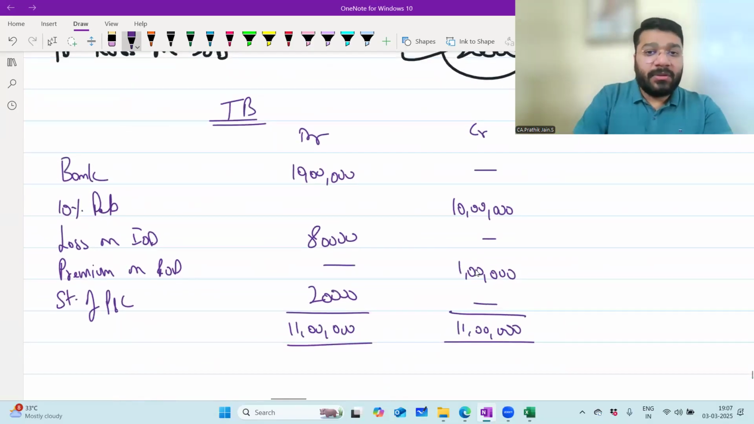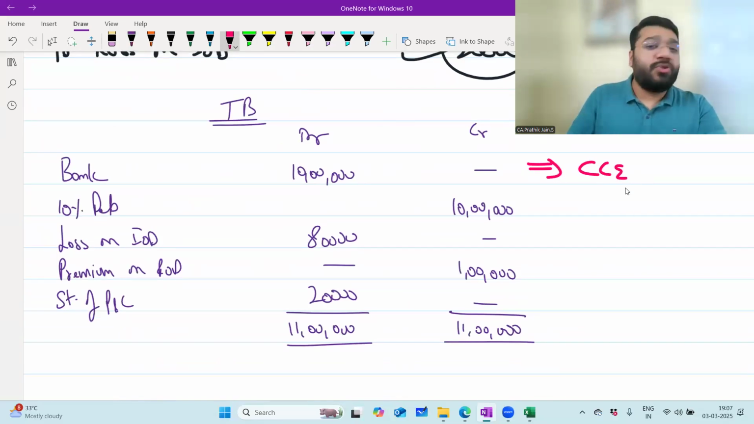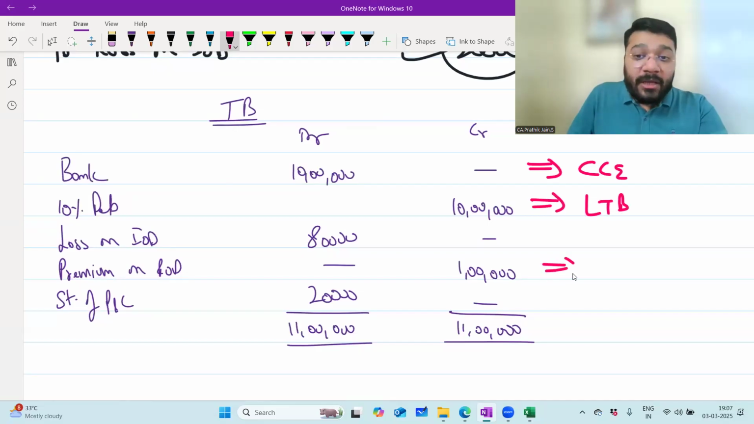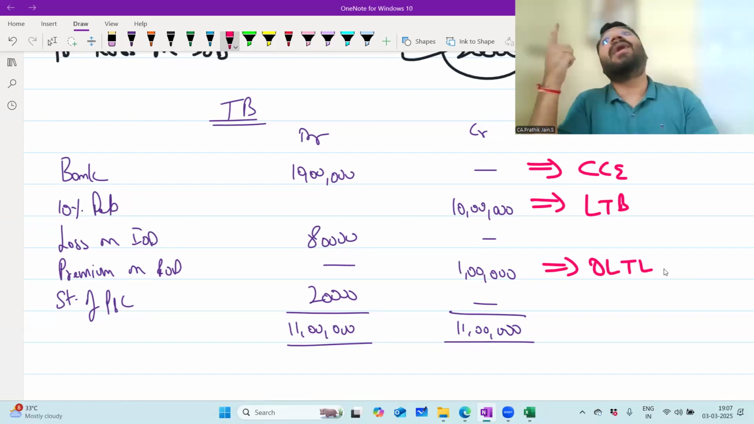Now, this bank balance will go where? In the balance sheet. Cash and cash equivalent. Wonderful. Super. Debentures will go to long-term borrowing. Wonderful. Premium on redemption of debenture will go to other long-term liabilities. Be very careful. You're getting confused with other non-current liabilities. There's nothing called other non-current liability. It is other long-term liabilities.